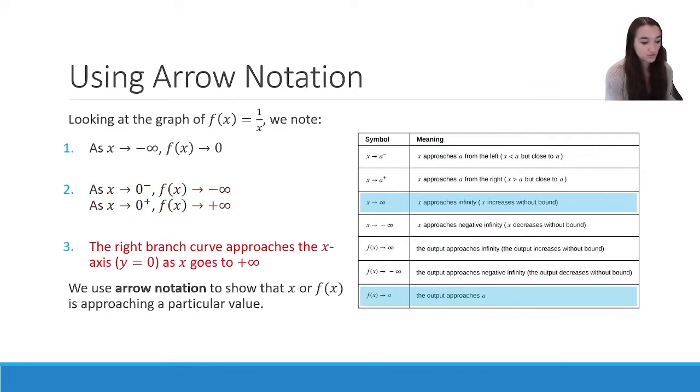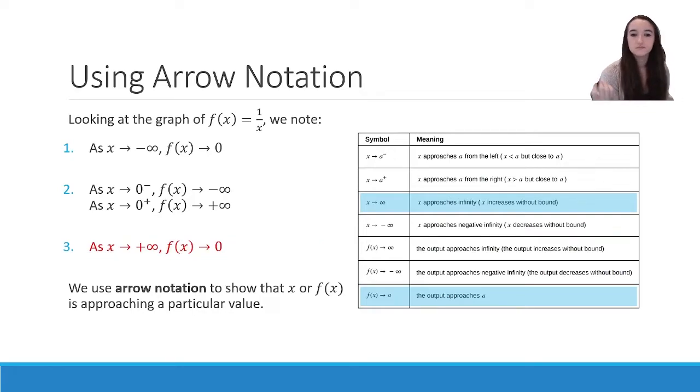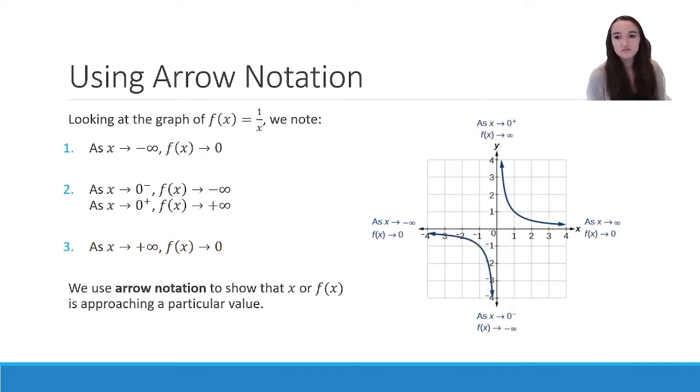The right branch curve approaches the x-axis as x goes to positive infinity. So x arrow positive infinity, f of x arrow 0. Like so. So this is a simpler way of noting the behavior of our graph at certain values, or as we go off towards infinity, if there's a particular pattern.